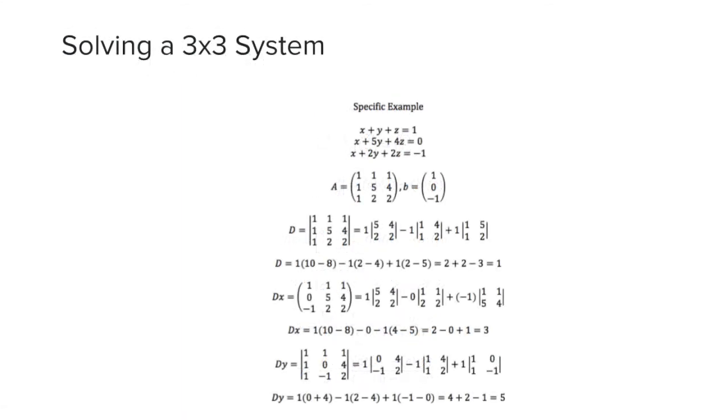So solving a 3x3 system of equations is very similar. It's basically the same thing. So you have your system of equations: x plus y plus z equals 1, x plus 5y plus 4z equals 0, x plus 2y plus 2z equals negative 1, and you're just saying your coefficient matrix here: 1, 1, 1, 1, 5, 4, 1, 2, 2, and then your answer column is b, 1, 0, negative 1.